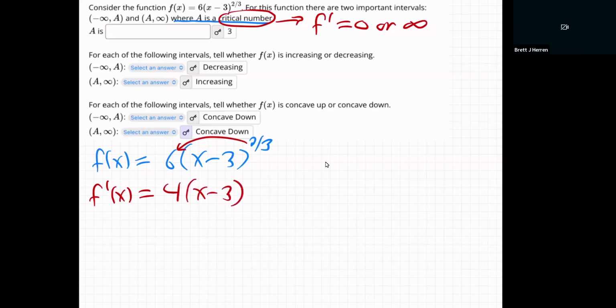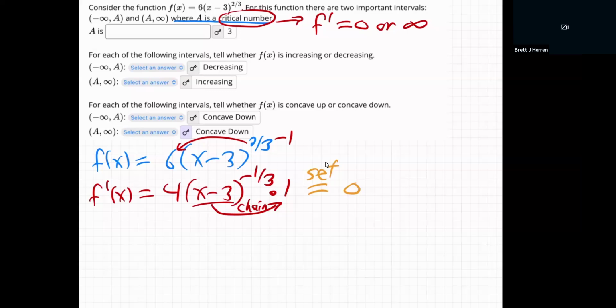And the inside stays the same at first. Subtract 1 from the power. 2/3 minus 1 is minus 1/3. Then times the derivative of the inside, which is just 1. That's because of the chain rule. So there's the derivative. And we want to know where that derivative equals 0 or if it's undefined.